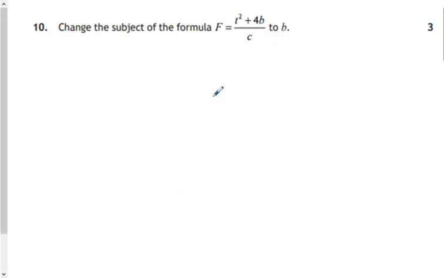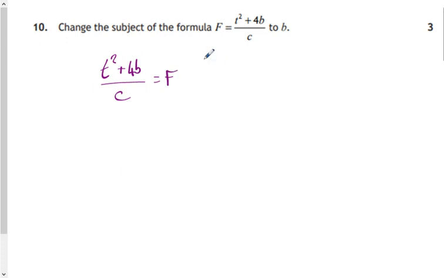Okay. Change the subject of the formula. F is equal to t squared plus 4b over c, changing that subject to b. The very first move I like to do with these is to swap the left and the right hand sides. So I get that t squared plus 4b all over c is equal to f. And all I've done is swap them around.